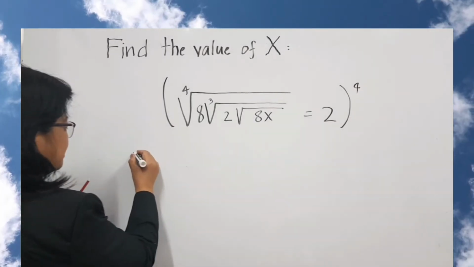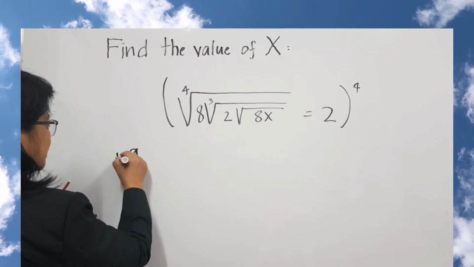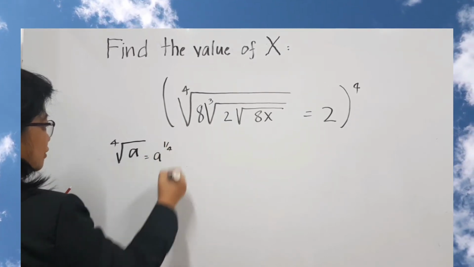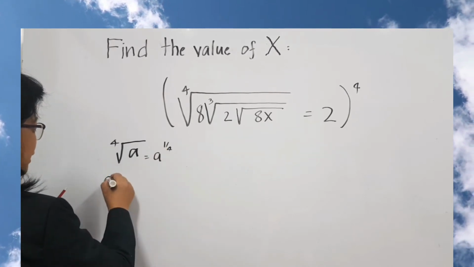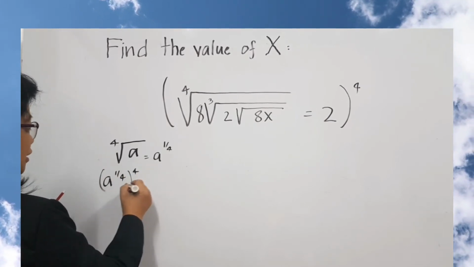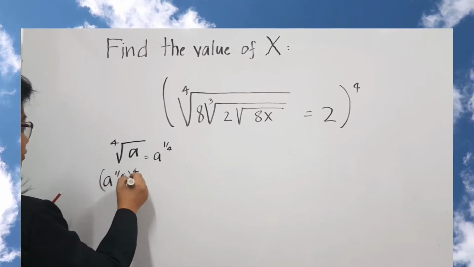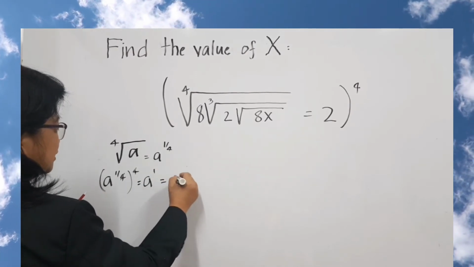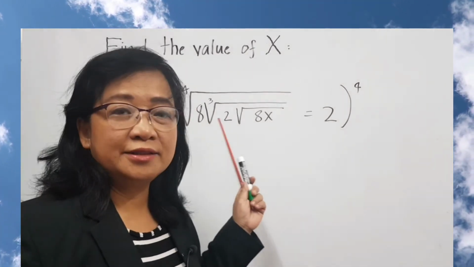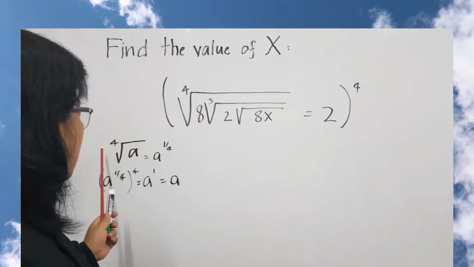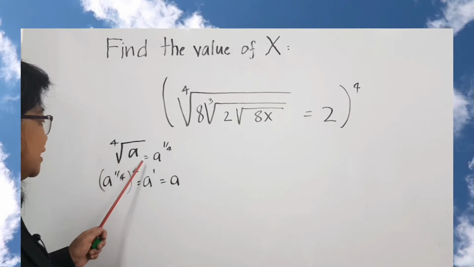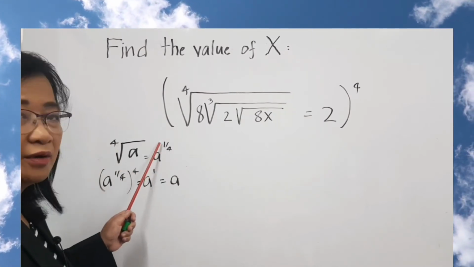Why? For example, the fourth root of a can be written as a raised to the power 1/4. Now, a to the 1/4 can be raised to the power 4. So, the 4s cancel. They will result in a raised to the power 1, which is equal to a. So here, we raise both sides to the exponent 4, because, as I said, the fourth root of a can be written as a raised to the power 1/4.